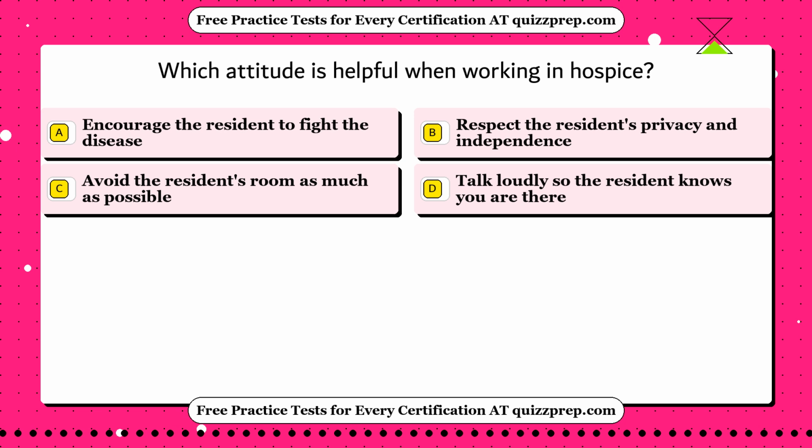Option A. Encourage the resident to fight the disease. Option B. Respect the resident's privacy and independence. Option C. Avoid the resident's room as much as possible. Option D. Talk loudly so the resident knows you are there.